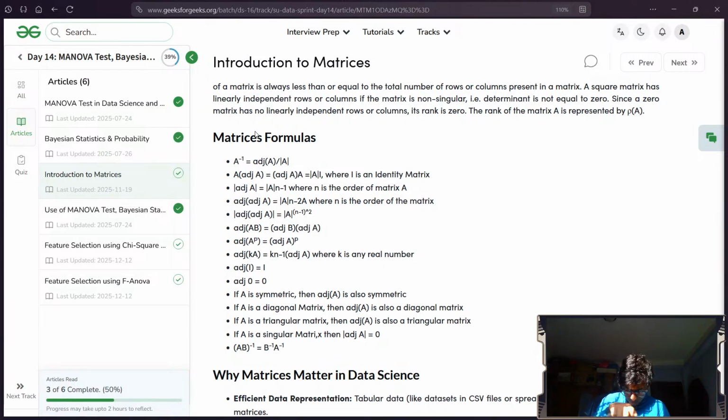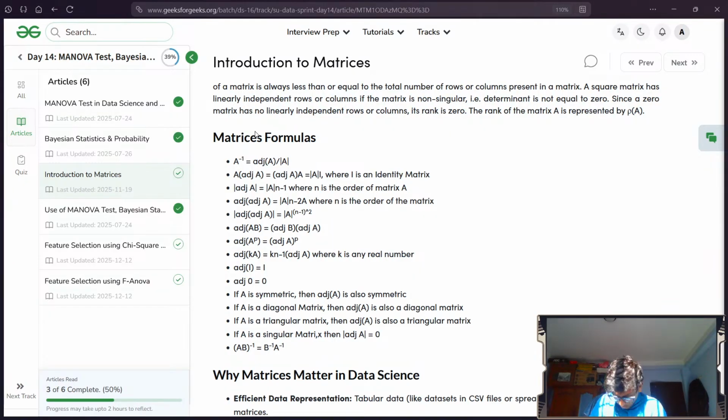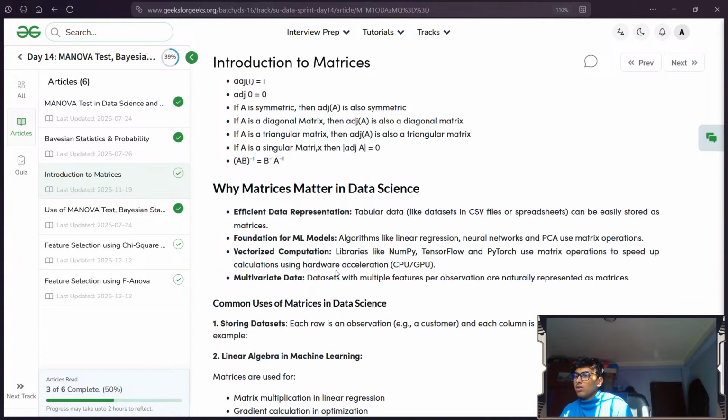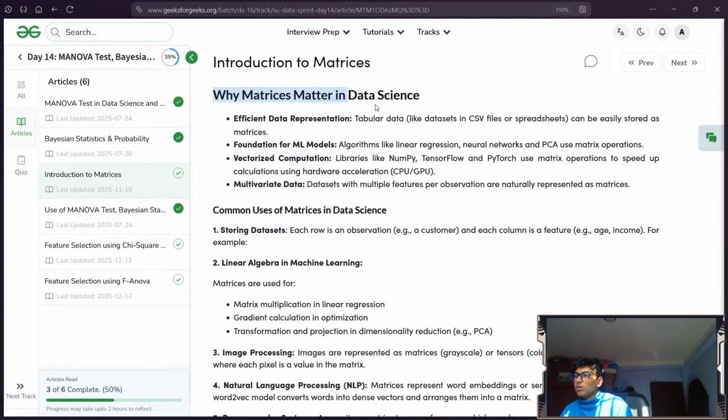Tau is like this, right? It's called density. I looked it up before too, but I don't know why I'm not forgetting. Matrices formula, and these are all the formulas that need to be remembered, which I remember and don't want to see. Why matrices matter in data science?